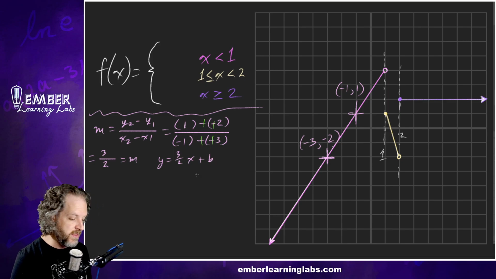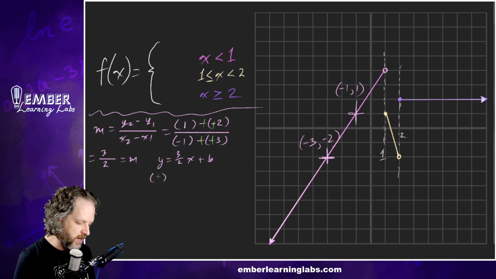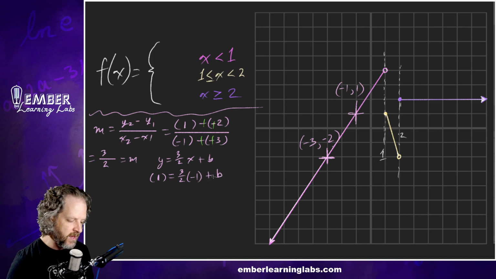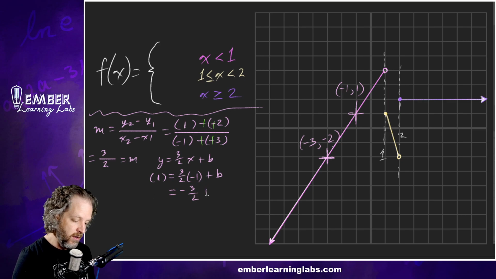So we're going to pick one of these points. I'll pick the one with just ones. Sounds good. So we're going to plug in for y, we're going to plug in +1, and for x, we're going to plug in -1, plus b. So 3/2 times 2 is -3/2 plus b equals 1. Then we're going to add 3/2 to both sides.